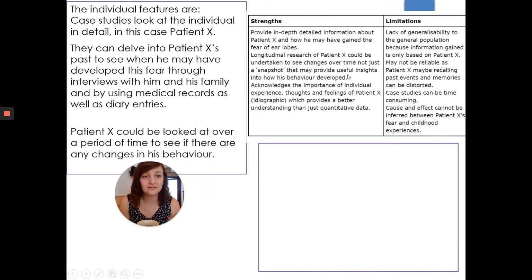We've obviously got some strengths and weaknesses that we've looked at already. In-depth data. Longitudinal research could be undertaken to give not just a snapshot, but give us the longevity of his fear. It acknowledges the importance of his experience because it gives that rich data, so it allows us to get more of an insight. But it's not generalizable. He's recalling memories which can be distorted, which means that we're using retrospective memory, which is always going to be tricky to use because people's memory changes. And then cause and effect cannot be inferred through fear and childhood experience.